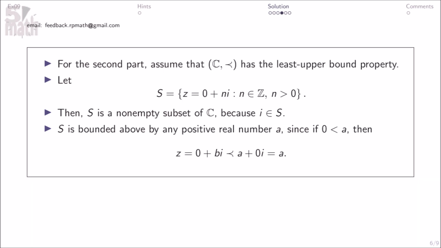For the second part, assume that the complex numbers with precedes have the least upper bound property. Let S equal the set of Z equals 0 plus ni, n an integer, n greater than 0. Then S is a non-empty subset of complex numbers because i is in S. S is bounded above by any positive real number A, since if 0 is less than A, then Z equals 0 plus bi precedes A plus 0i, which equals A.